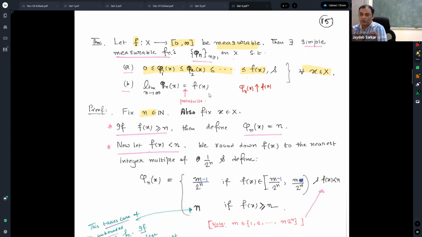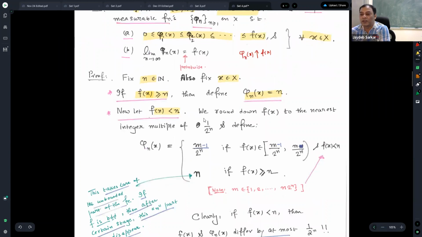Now given n, I fix little x from big X. Now I'm going to define my phi_n. Once you have little x, you have two options: f(x) is larger than or equal to n, or f(x) is smaller than n. First option: if f(x) is larger than or equal to n, then you define your phi_n(x) as n. Now assume f(x) is smaller than n.